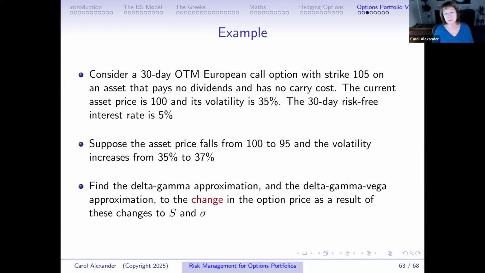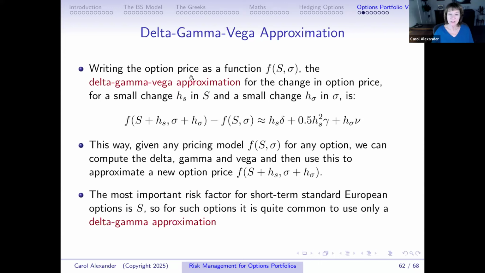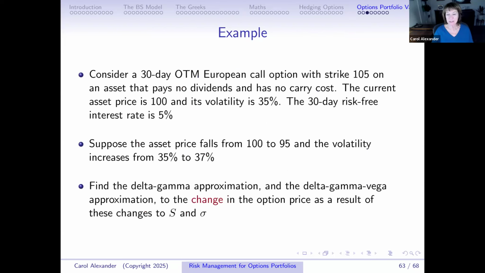Now suppose the asset price falls from 100 to 95, it's quite a big fall. About as big as you'd want with just a delta approximation. But now, if we're going to find a delta gamma approximation, it's quite important to add the gamma for such a big price fall. And the volatility increases from 35 to 37%. Find the delta gamma approximation and the delta gamma vega approximation to the change in the option price. That's what you get. You get not a new option price, but the change in the option price. So once you've estimated the change, you have to add that to the option price to get a new option price.